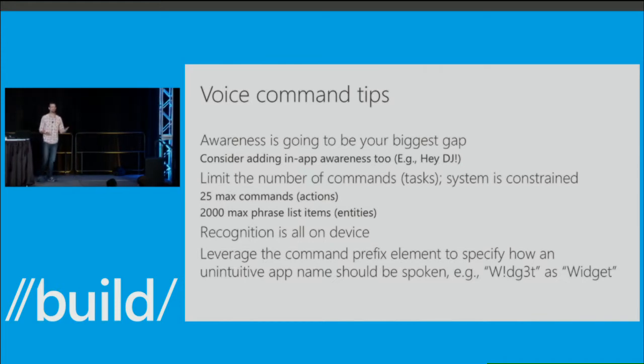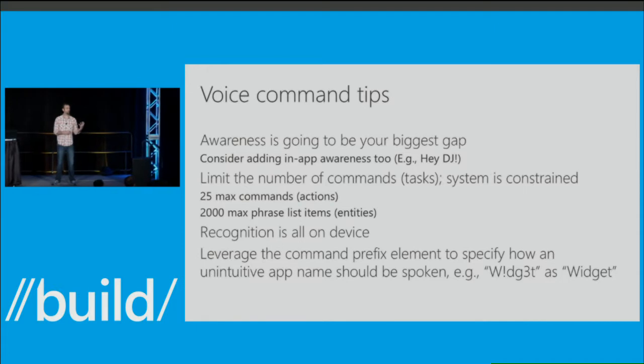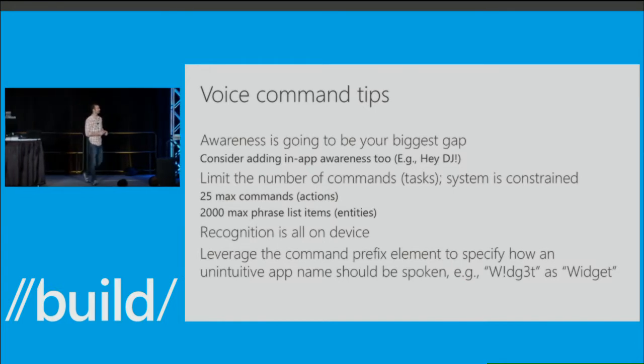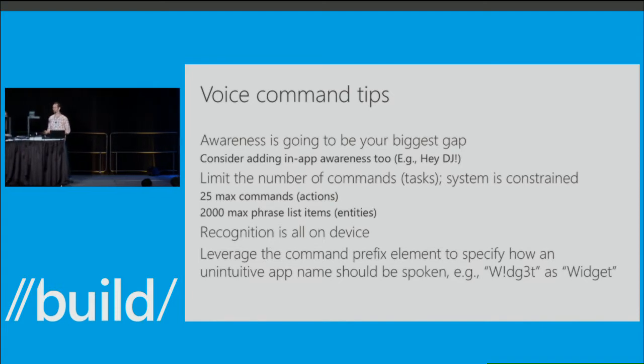Also, because your voice command definition file is just one of many grammars on the overall system, there are some constraints. You can only have 25 maximum commands, and you're limited to 2,000 phrase list items across all of those commands. So if you're really wanting to say Contoso, find, and then X, where X can be one of 5,000 things, I'll give you a hint about how you can go about implementing that, but you likely don't want to do that via voice commands. Or you may just want to take the top 2,000 and register those. Again, recognition is all on device.